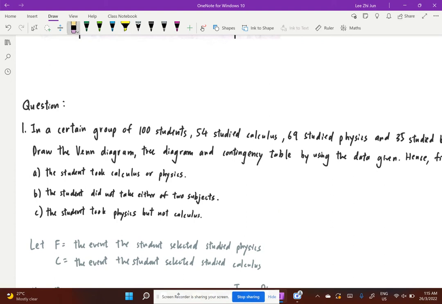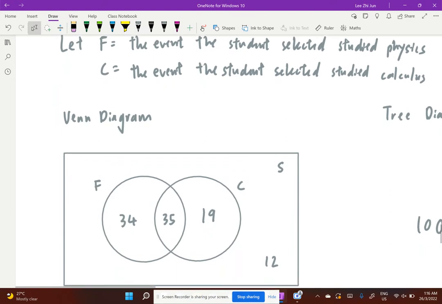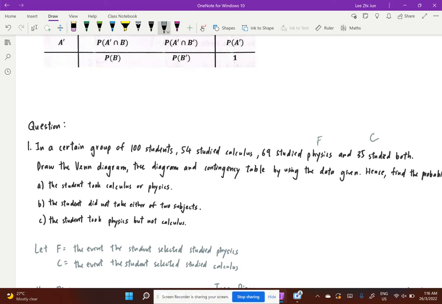For easier looking and writing, we just write physics denoted as F, and calculus will be C. So the Venn diagram will be, just look back. 35 study both. In the 54 who study calculus, there are 35 students included inside the 54. So you need to minus 35 to get the number of students who study calculus only but not physics. So it will be 19.